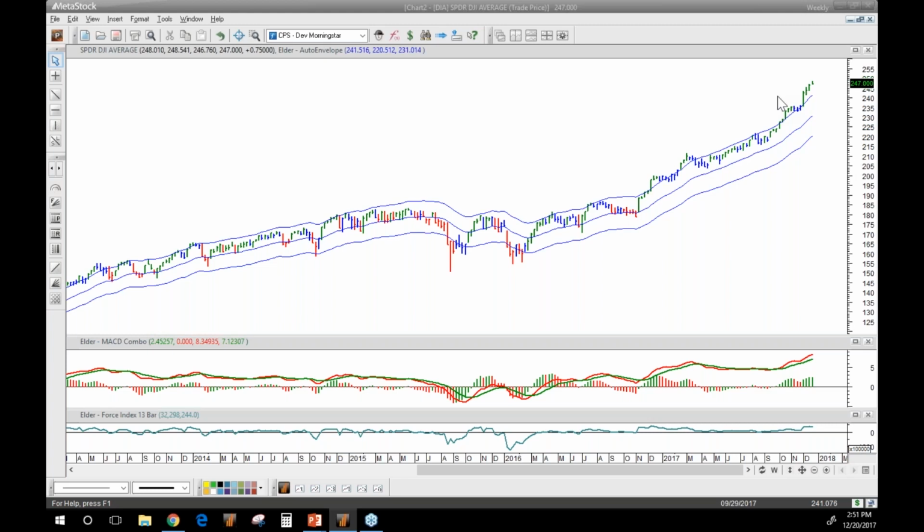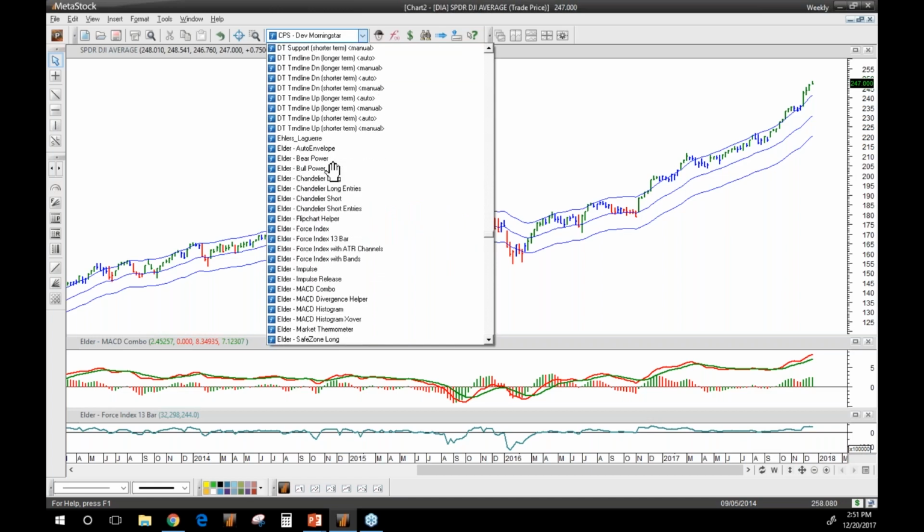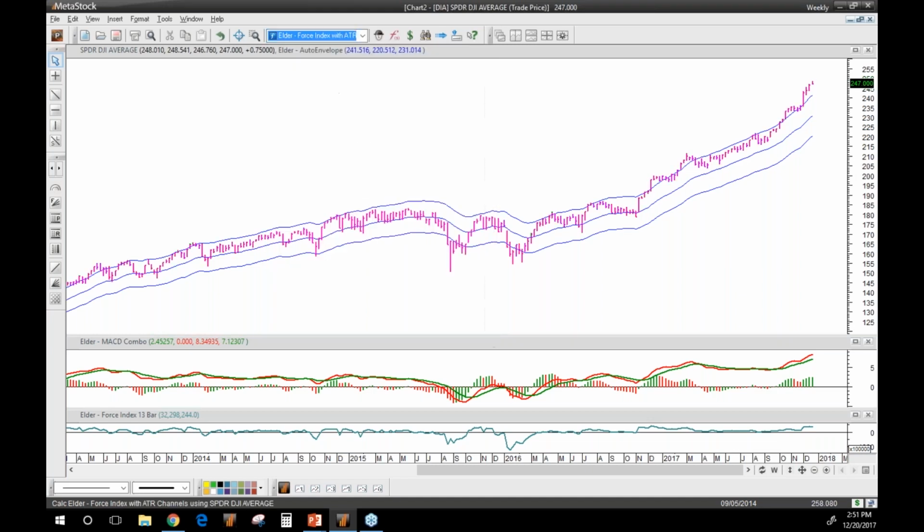What other tools do we see here? In the second pane, you see MACD lines and MACD histogram. And in the bottom pane, force index. Well, let's add a few things to this chart. And actually, let's add a few things from the latest version of the enhanced Elder Disk. First of all, with force index, let's add channels to it.